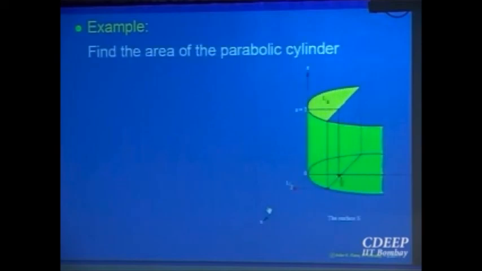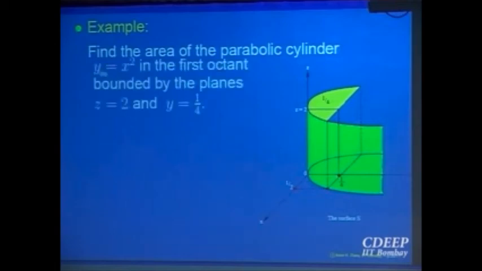So for example, take a parabolic cylinder, where the base is a parabola and the z-axis is going along. Let us write the base as y equal to x square, between the planes z equal to 2, in the first octant, and y equal to 1 by 4. The first octant gives three planes already, z and then y.